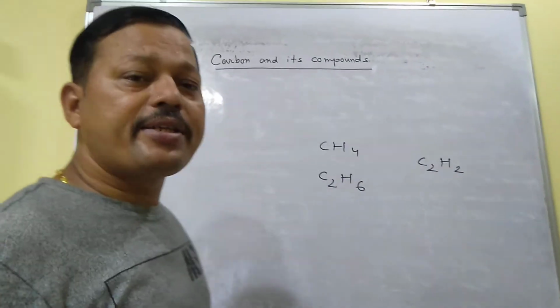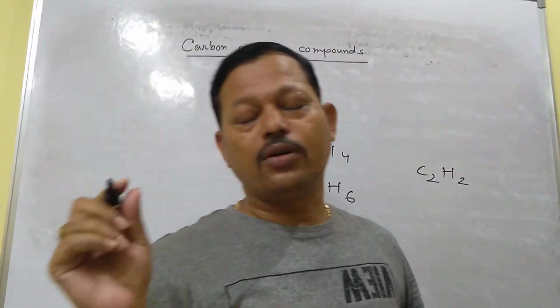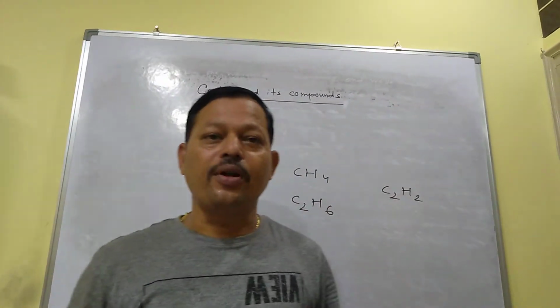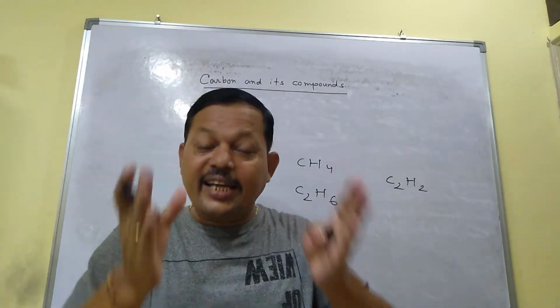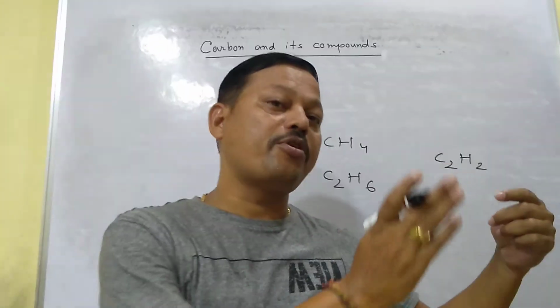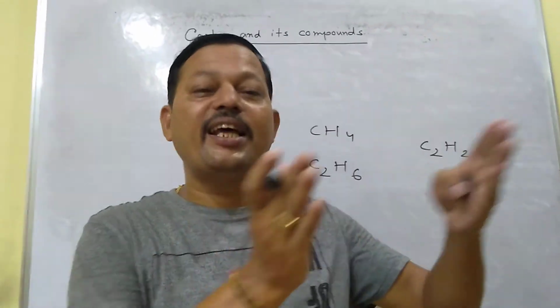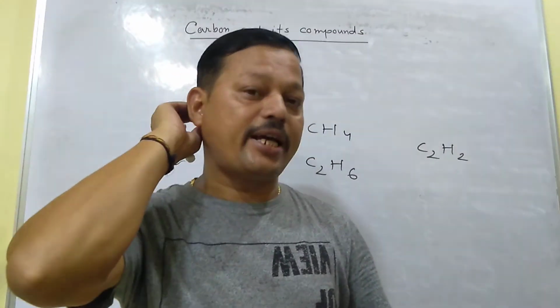Now, for a saturated hydrocarbon example, you know, alkane. Alkane contains only carbon-carbon single bonds, and that is why alkane is one example of a saturated hydrocarbon. Alkene contains a carbon-carbon double bond. Alkyne contains a carbon-carbon triple bond. That's why alkene and alkyne are said to be examples of unsaturated hydrocarbons.